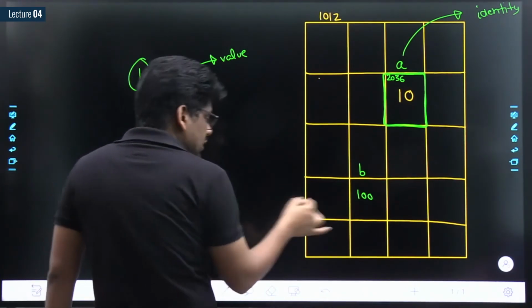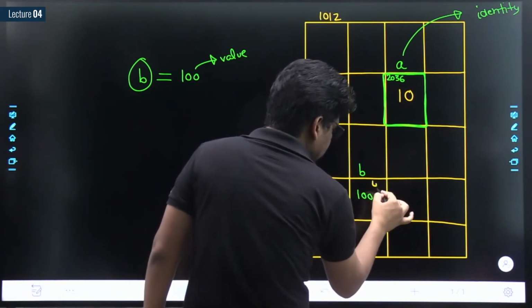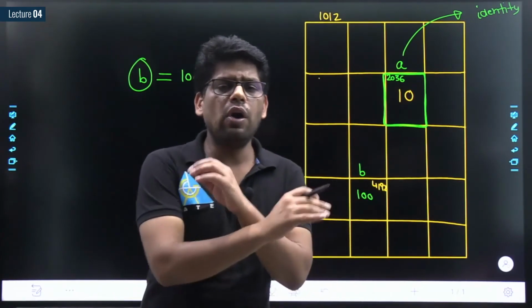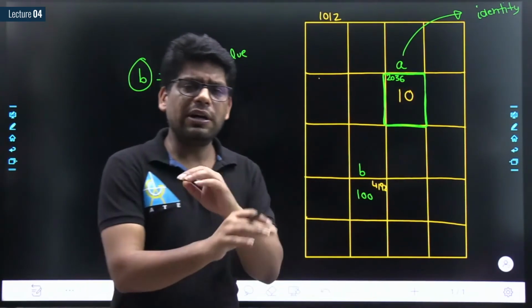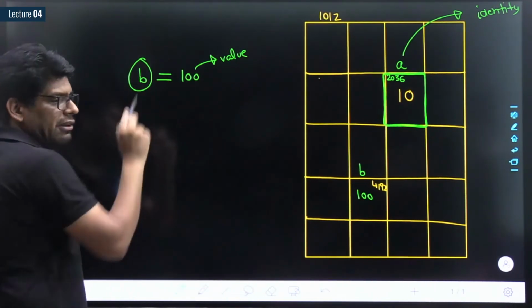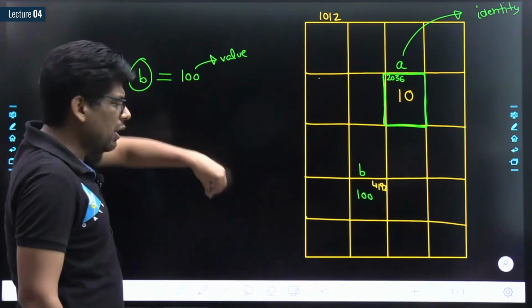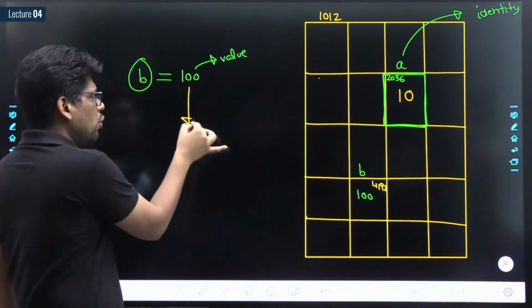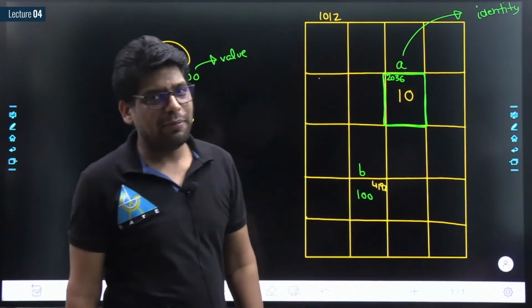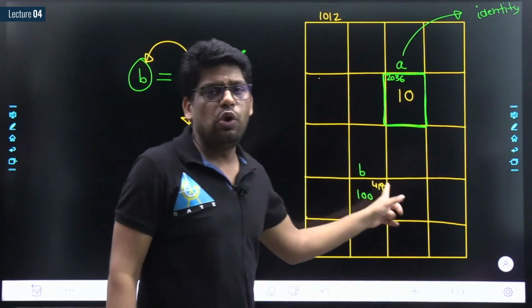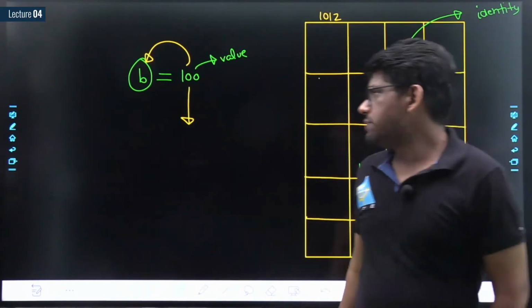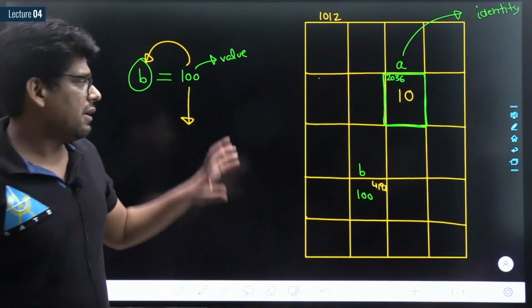Sir, what is the value inside B? 100. What is the address? 4192. As of now, we are not interested in addresses. That means now we know how to create a variable, how to assign, how to store a value. In order to store a value, you must create some variable. What is a variable? Named identity of some location. Done, sir.